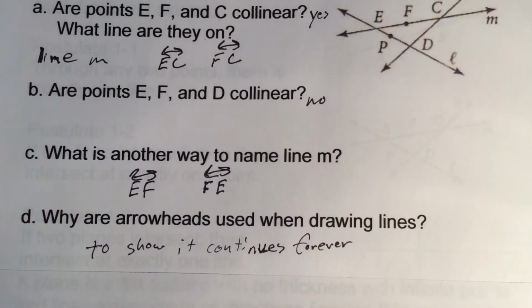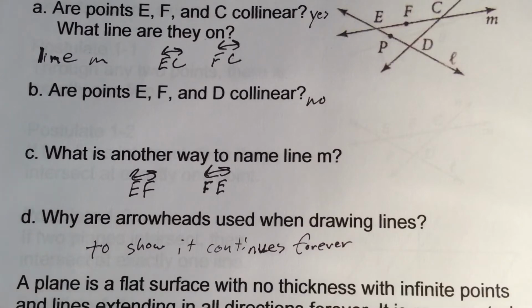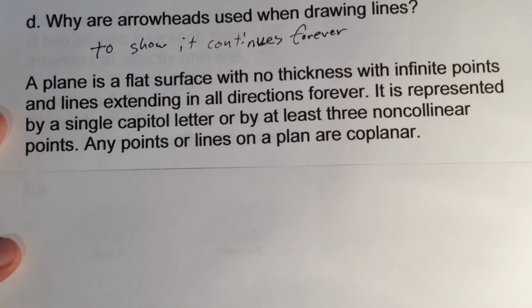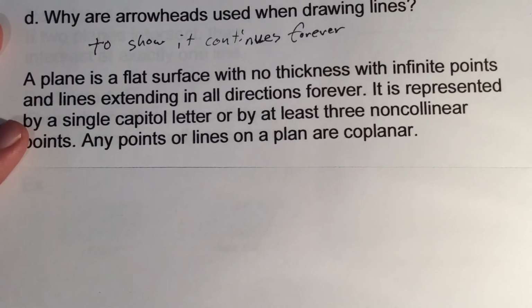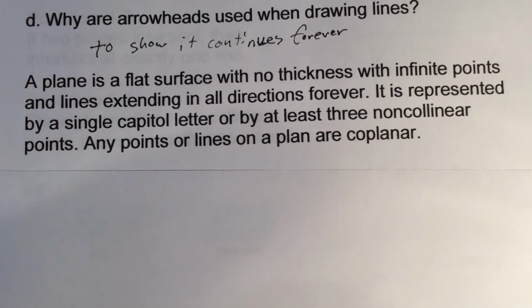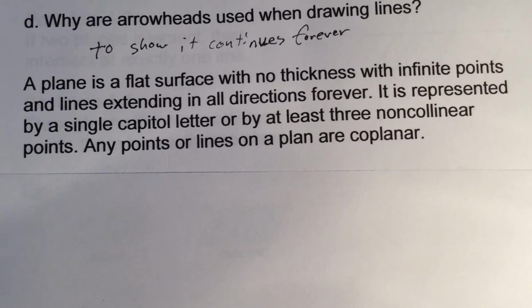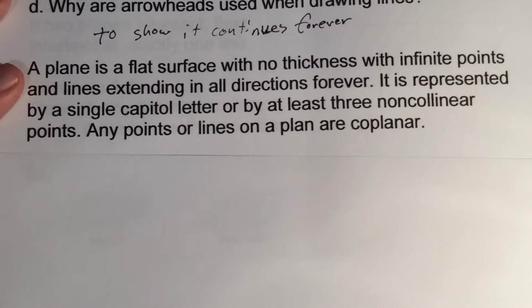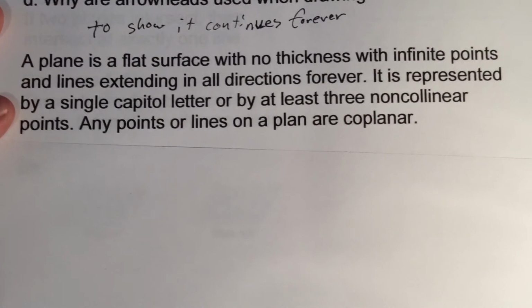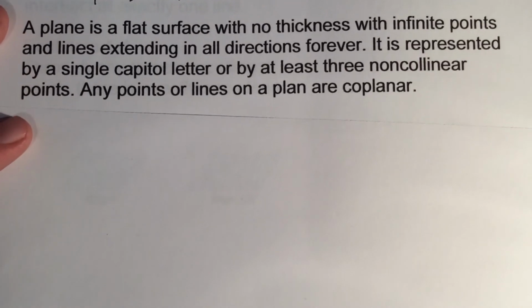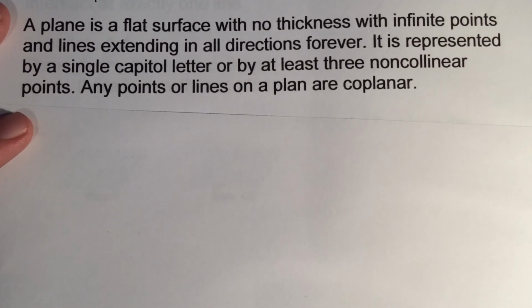So it's going to keep going in opposite directions forever. Now, we talked about a plane before. A plane by definition here is, I'm going to adjust my camera just a little bit, a flat surface with no thickness, and it's going to have an infinite amount of points and lines extending in all directions forever.